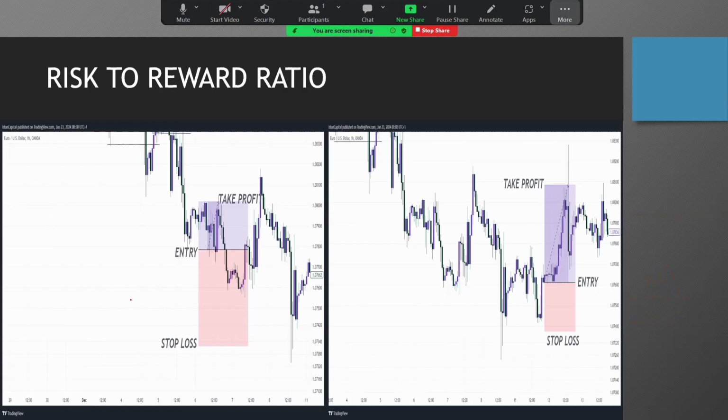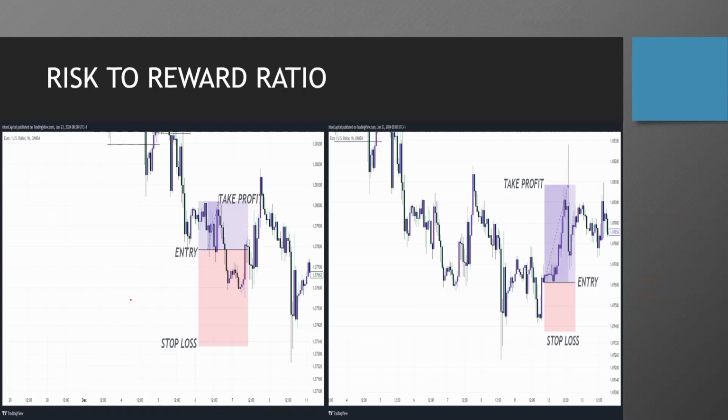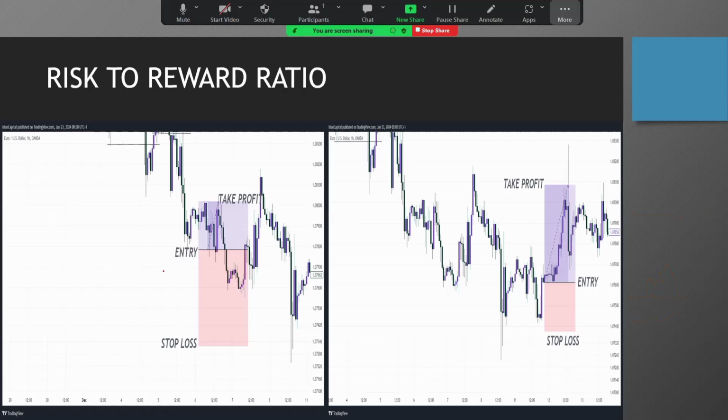Now look at this. This is what we call risk to reward. Now this is a bad risk to reward. This is a good risk to reward. This is 1 to 2. So you can see the risk on this trade, and see the reward, very small. See the risk on this trade, see the reward, big. So you should know from here, good risk reward and bad risk reward.